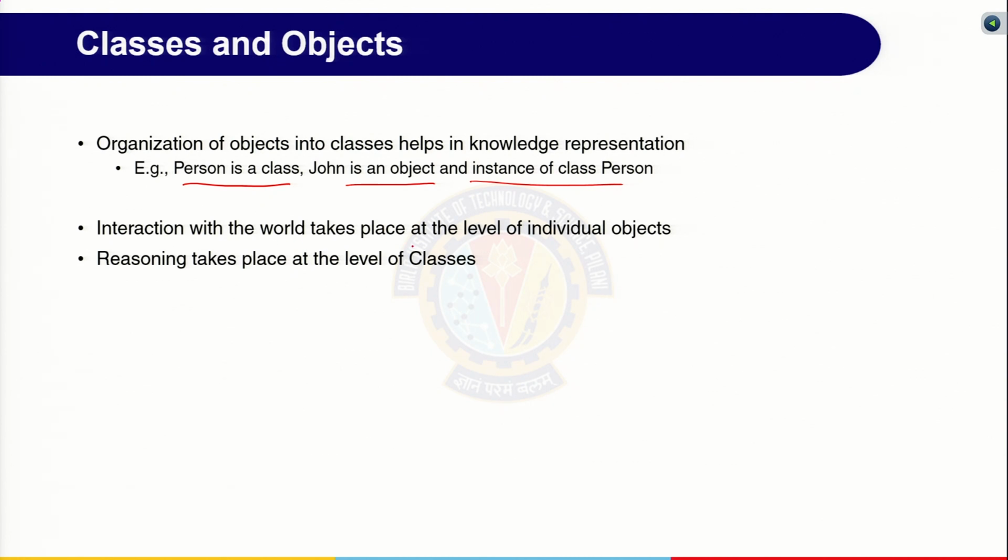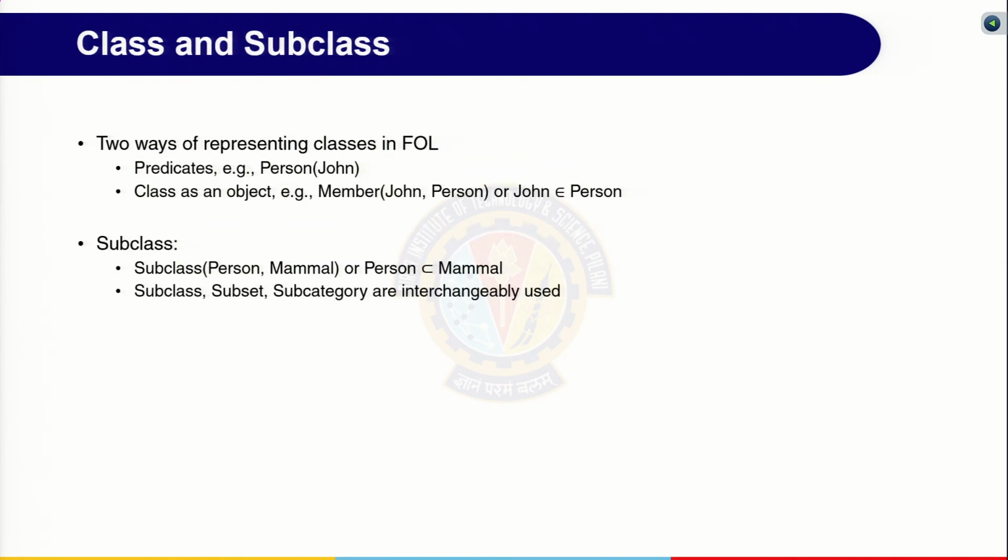The interaction with the world takes place at the level of individual objects. However, the reasoning can take place at the level of classes. So the classes can be represented in first order logic in two ways. The first way is a predicate, like person of John. That means John is a person. This can be one representation.